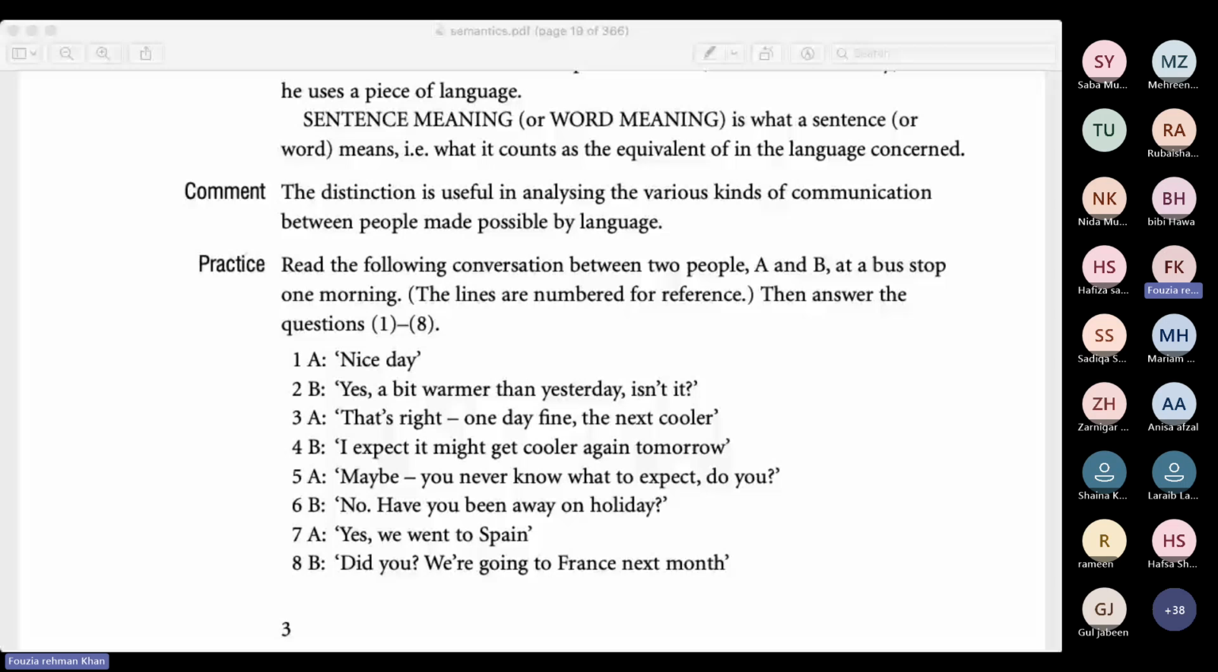We can just name the people as A and B. So A says, nice day. B, yes, a bit warmer than yesterday, isn't it? A, that's right. One day fine, the next cooler. B, I expect it might get cooler again tomorrow. A, maybe. You never know what to expect, do you? B, no. Have you been away on holidays? A, yes, we went to Spain. Did you? We are going to France next month.